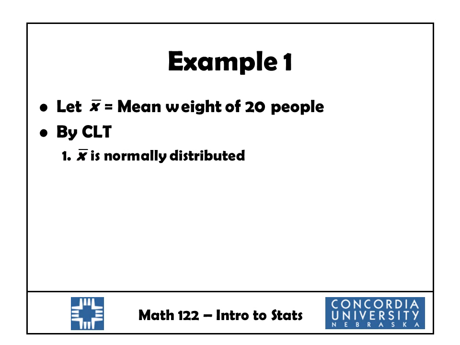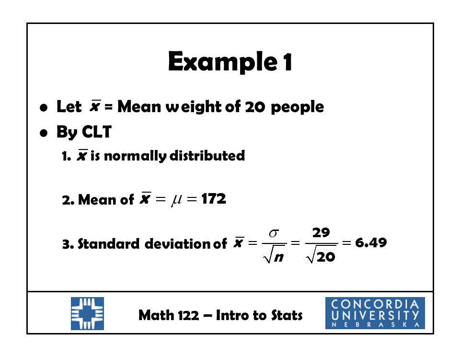Our central limit theorem tells me three things about this random variable. First, x bar is normally distributed. The second is that the mean of x bar equals our population mean, which is 172. Third, the standard deviation of x bar is sigma divided by the square root of n, which is 29 divided by the square root of 20. If I do that arithmetic on my calculator, it comes out to be 6.94. So x bar is a normally distributed random variable, has a mean of 172, and a standard deviation of 6.49.